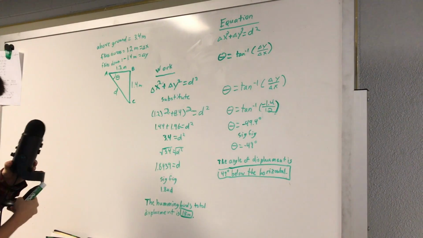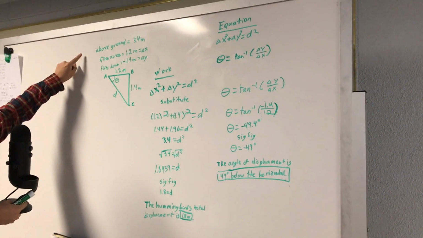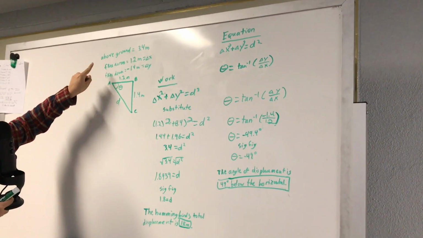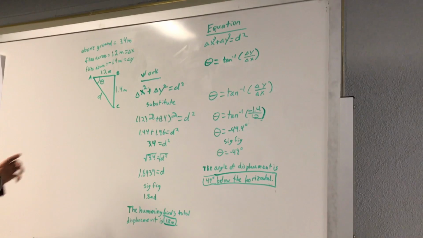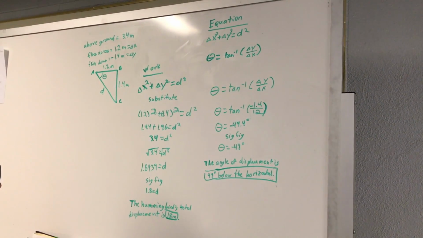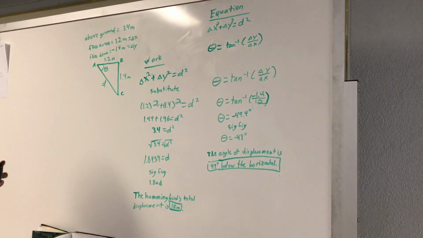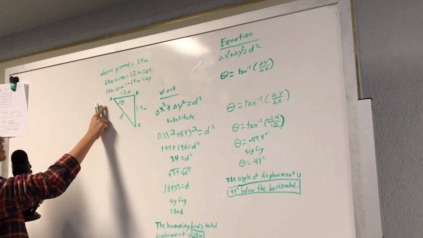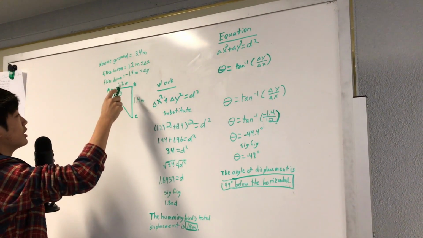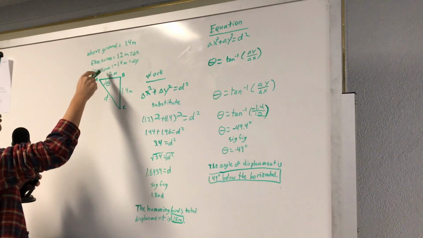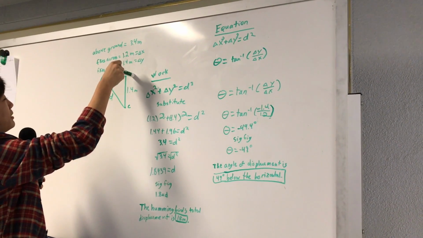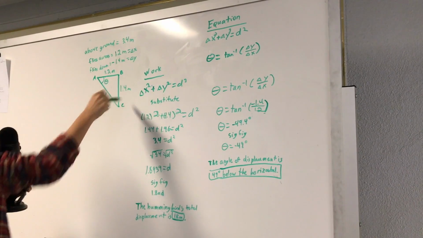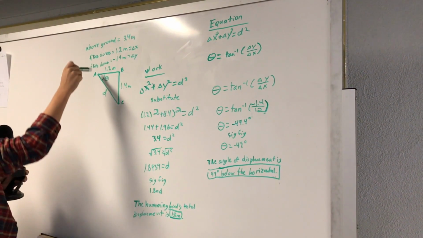Okay, so first we want to write down what all the data is. The first data we write down is above ground equals 3.4 meters, flies across 1.2 meters, and flies down negative 1.4 meters. Now we draw a quick diagram. The hummingbird starts at point A and moves to the left or right across 1.2 meters to point B, and then it flies down negative 1.4 meters to point C, and the displacement is AC.